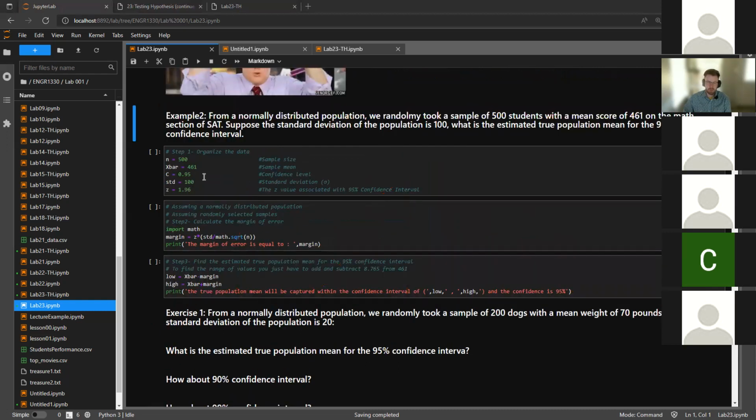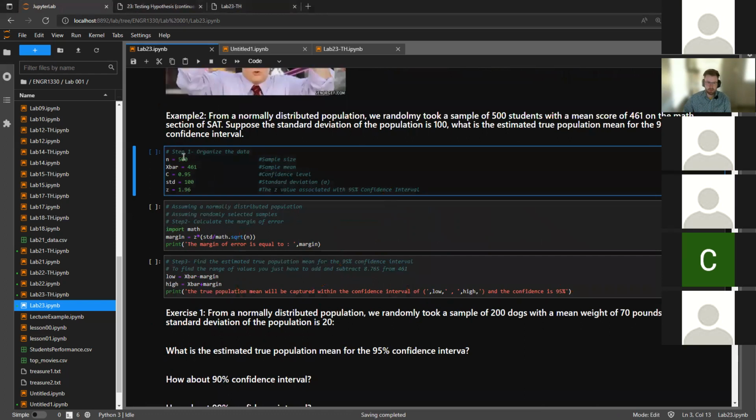Okay, so first, let's get all of our data in. Our sample size is in. The mean we got from our sample is 461. The confidence level we want is 95. Standard deviation we said was 100. And then we have the z-value associated with this. What's the z-value?